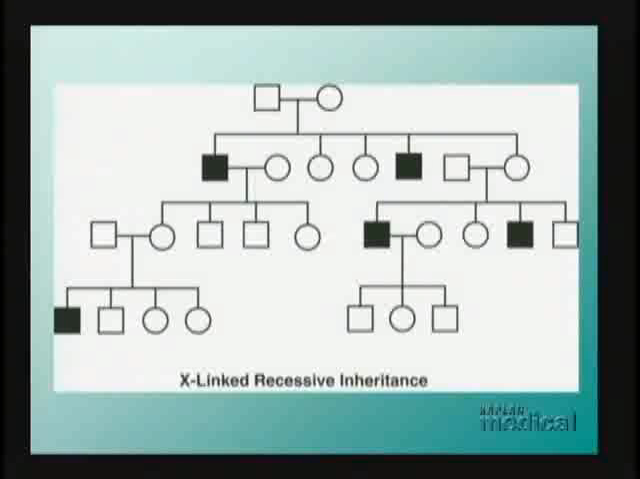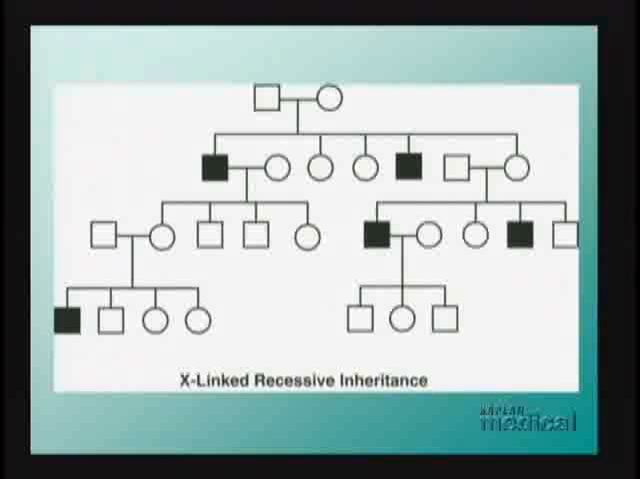So this is a typical pattern for an X-linked recessive disease such as hemophilia or Lesch-Nyhan syndrome or Duchenne muscular dystrophy, for example. The thing that really gives this pattern away as being X-linked recessive, however, is the fact that only males are affected by the disease. If you look through the pedigree, you will see 5 affected males, no affected females.